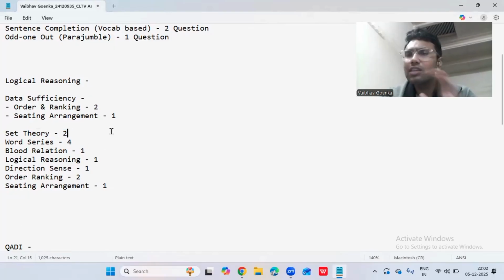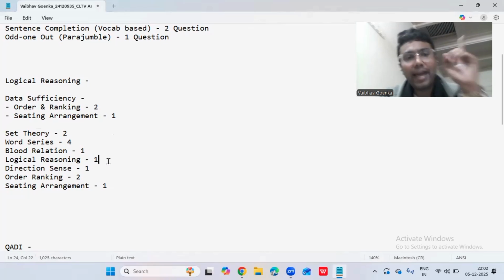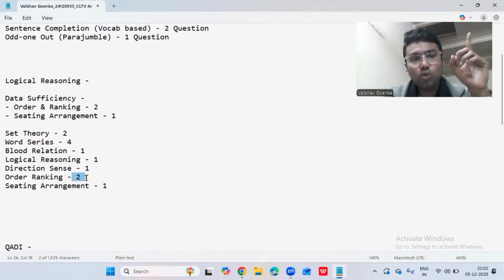Set theory ke jo questions the, they were very easy. Blood relation ka ek question tha, that was also on the lengthy side, but ho sakta hai 2 to 3 minutes mein ho jaye if you have already practiced. In logical reasoning, we have one question on direction sense, two questions on order ranking, and one on seating arrangement. Par ek cheez aur dhyan rakhni hai ki there will also be data sufficiency questions.